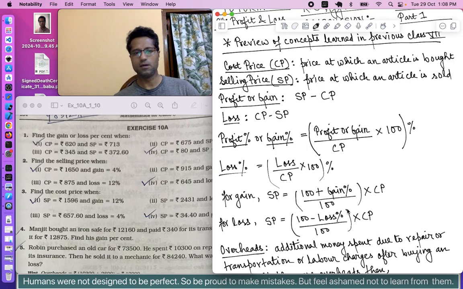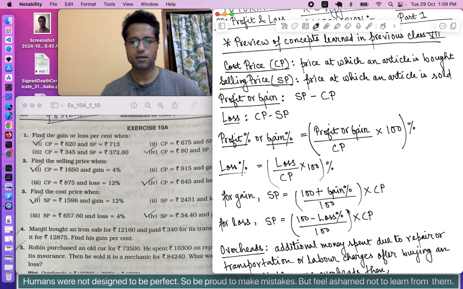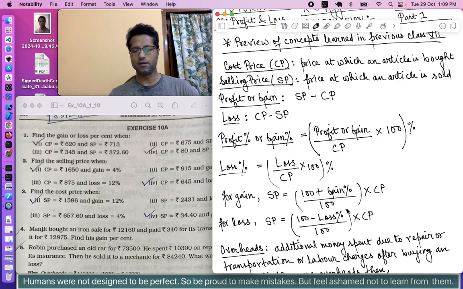These are the concepts and formulas that you need to understand clearly. There are more formulas, such as how to compute cost price from selling price and gain, but those can be derived from these fundamental formulas. In my opinion, you need not memorize all the formulas given in the textbook. These are the fundamental formulas and concepts that you must understand, and it should be very clear.